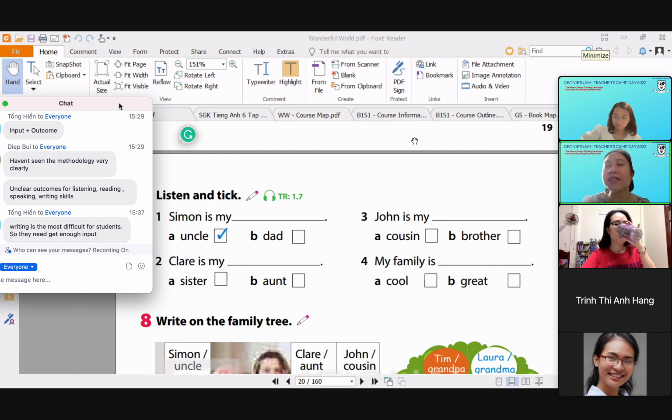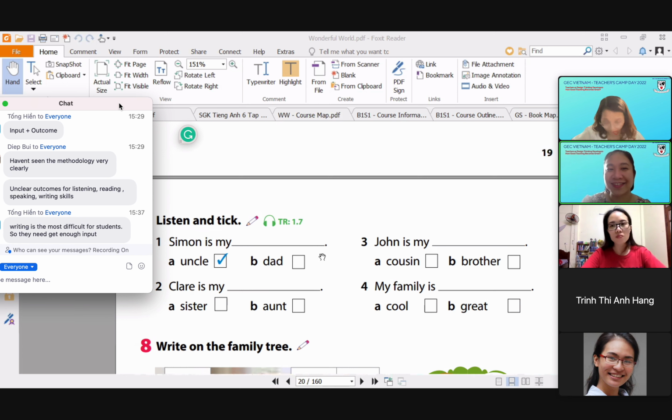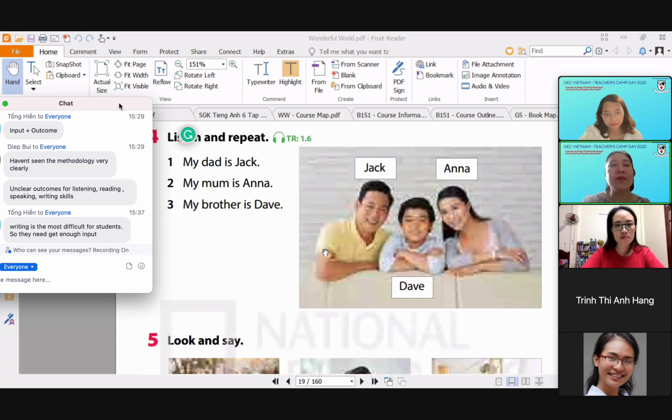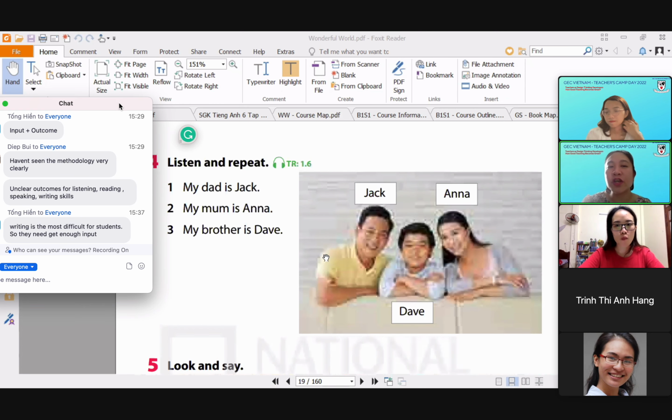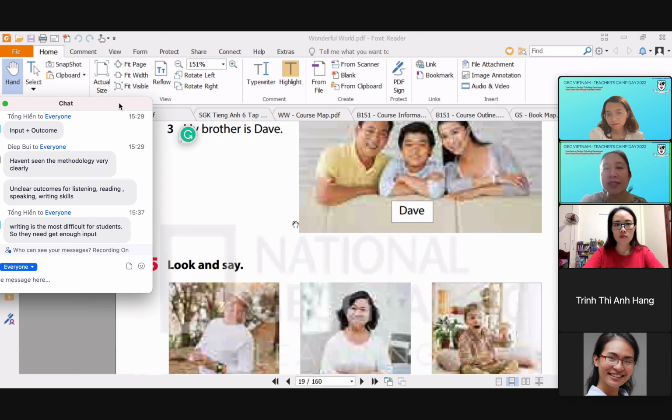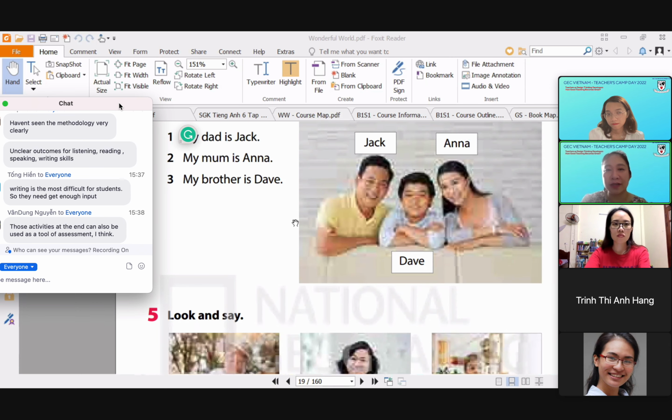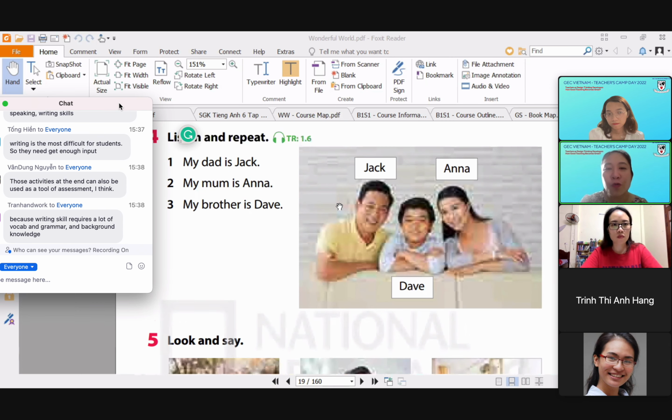Do you know what is enough? How is enough? Yeah, it's a very difficult question. We don't know how much is enough until we assess students. So that's why, as a teacher, when you conduct listening or reading or any skills, any activity, you need to assess students properly so that you know what to do next.